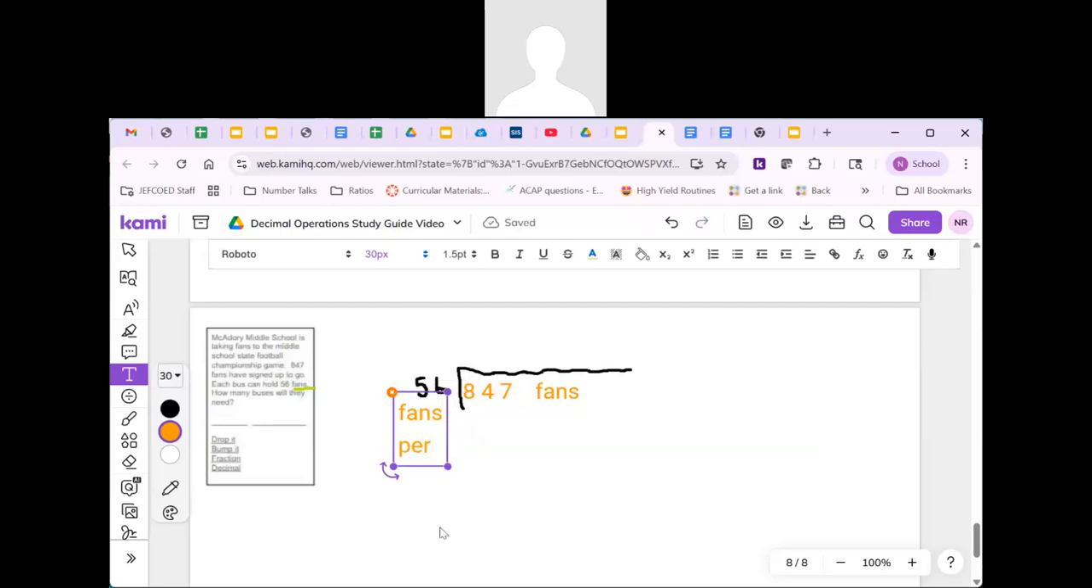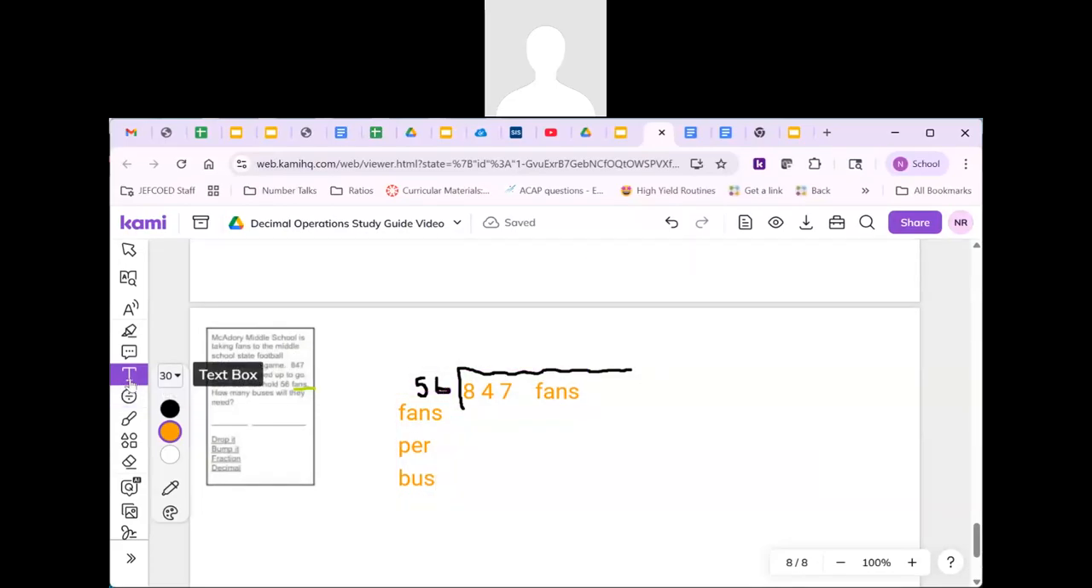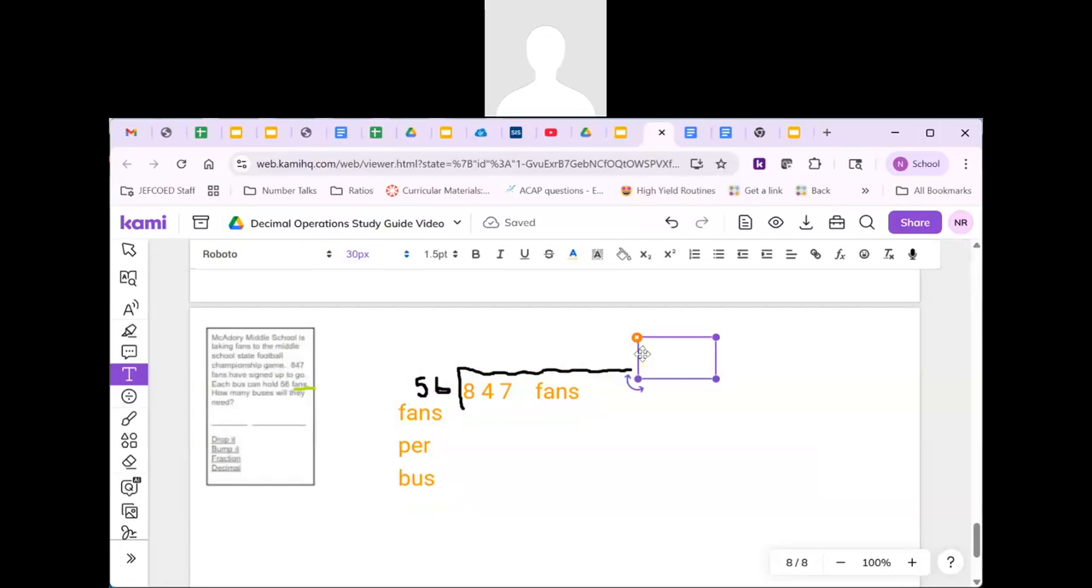So how are these fans being grouped in this problem? I think everybody pretty much got this today. Fans are being grouped by buses. So this is fans per bus. Per means for each bus. All right, so I've seen the word fans twice. I've seen the word bus once. That means for my answer, this must be buses, right? How many buses?